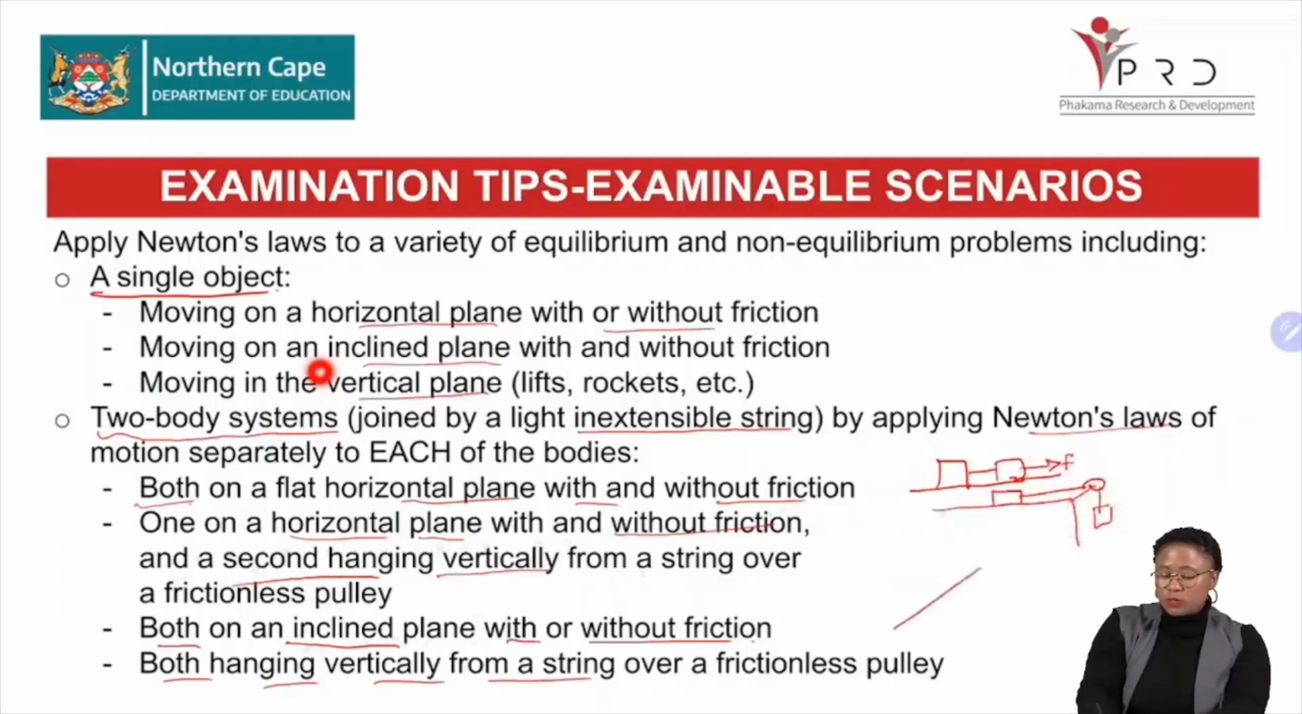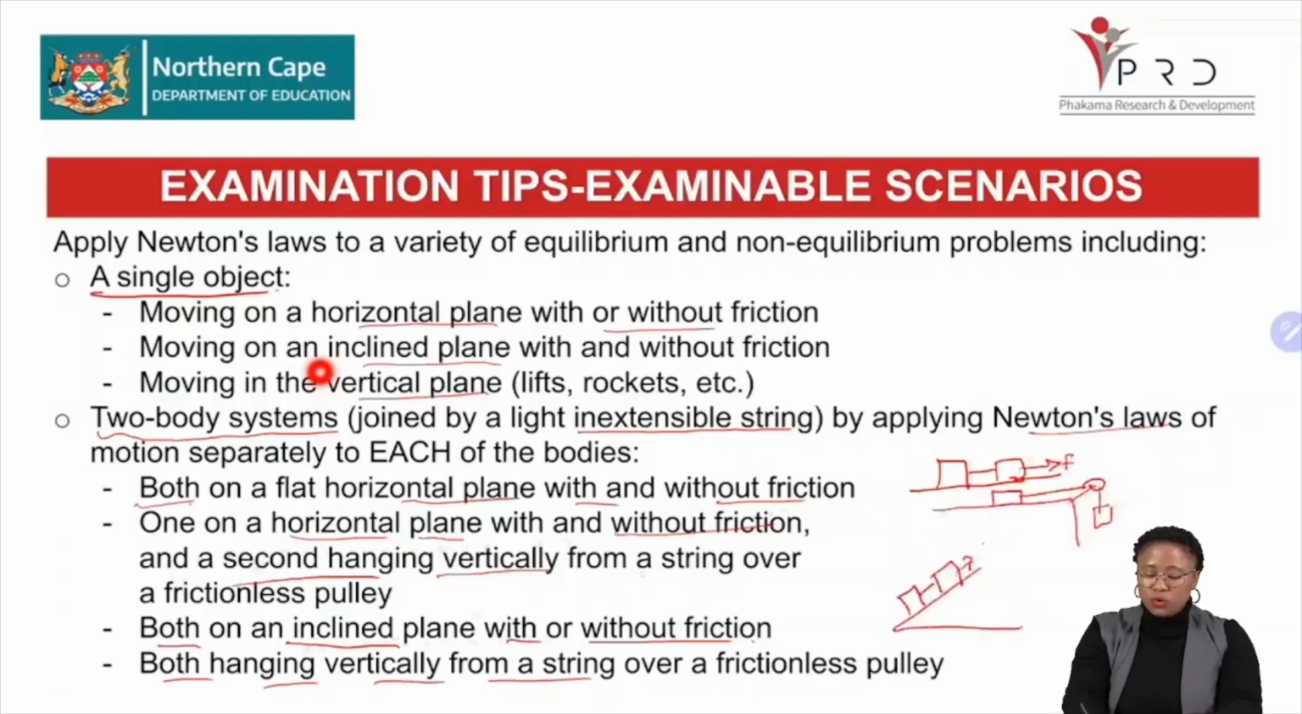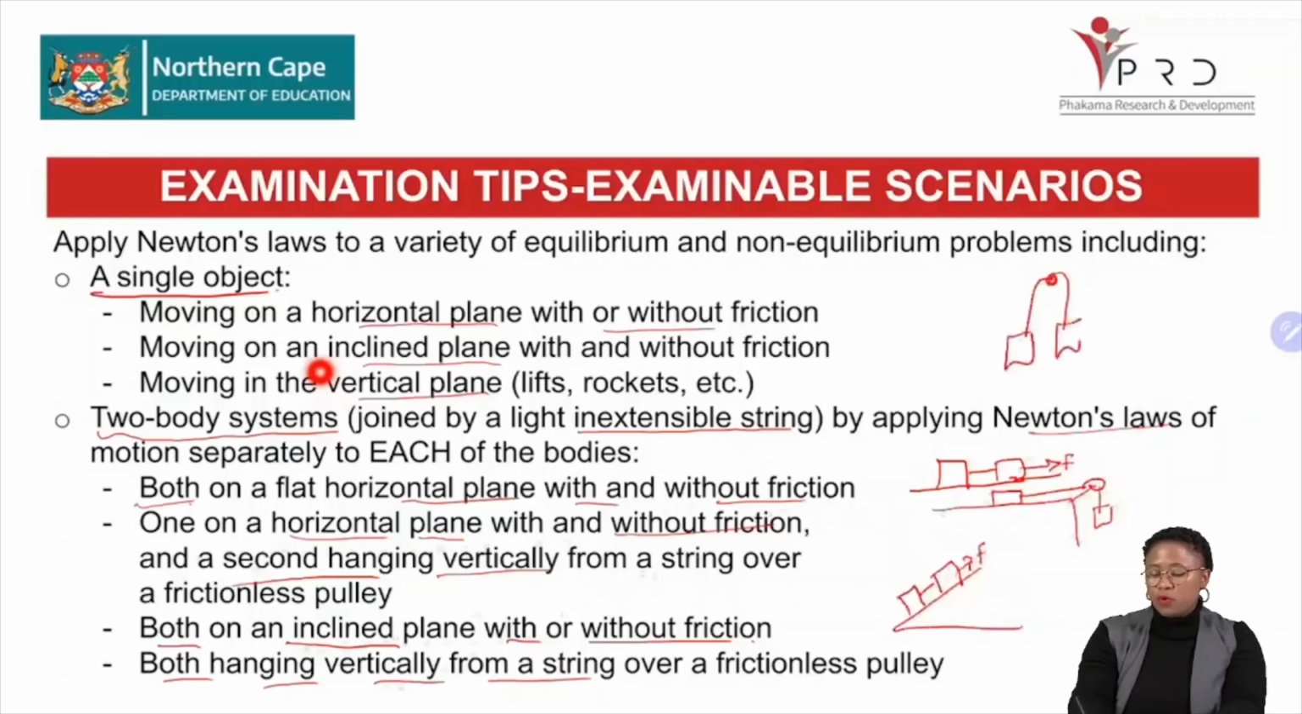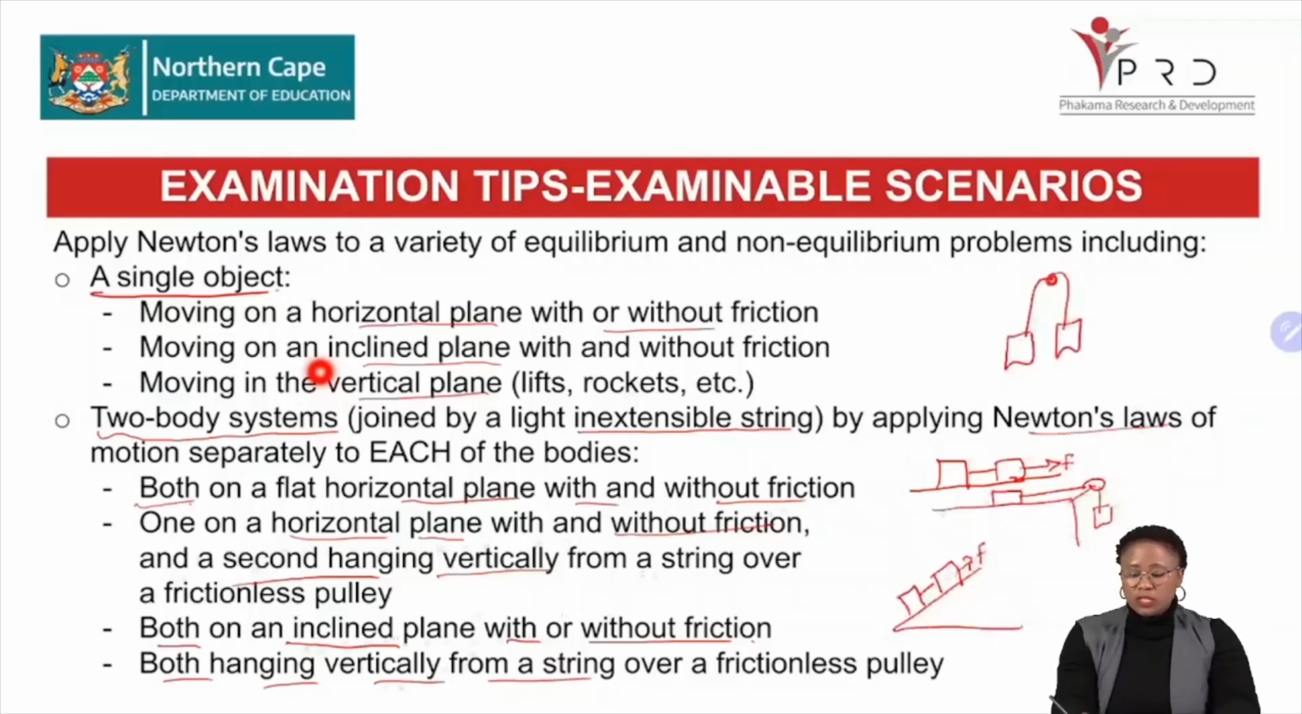Another one is that you must also be able to look at when both of them are on the inclined plane. How will you be able to solve that problem? And then lastly, if both of them are hanging, that will be your pulley. One will be there, one will be there, and then both of your objects will be hanging. So these are all the different scenarios that the examiner can give us. So you need to be able to practice all of them.